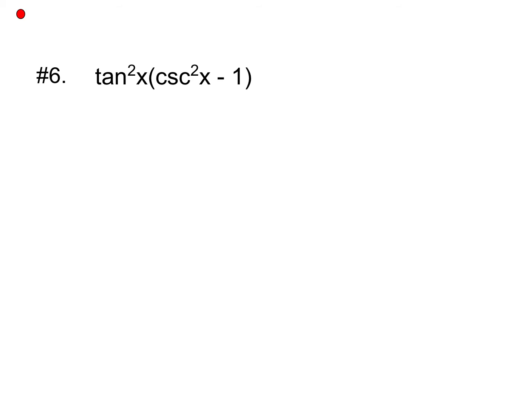So starting with number 6. On number 6, you can do this two different ways. The first thing you should recognize is that you have to get rid of the parentheses. So you can either start by substituting this because you have a squared and you have the -1. So we can go to our formulas and use the cosecant formula. So I'm going to write that down.